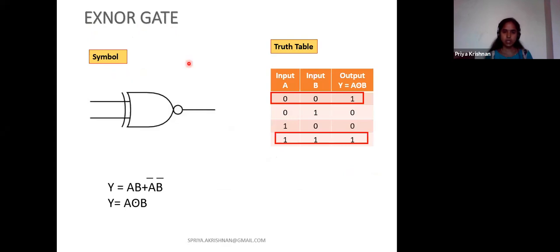XNOR gate, the symbol and truth table is given. XNOR is just the opposite of XOR. See, if all my inputs are the same, I should give 1. So this is the symbol of XNOR. Put a dot and put a circle around the dot. So Y is equal to AB plus A bar B bar. Y is my output. Or in short, you can write it as Y is equal to A XNOR B.